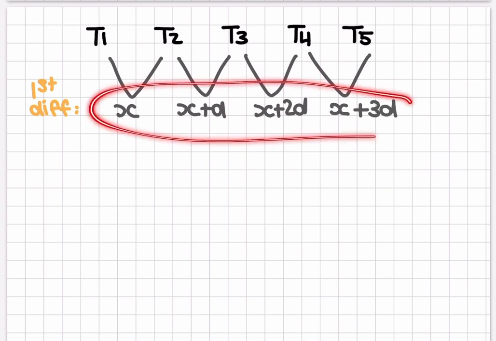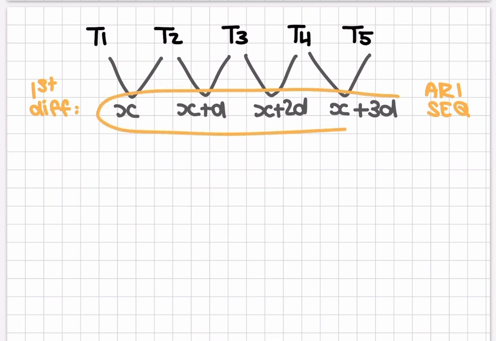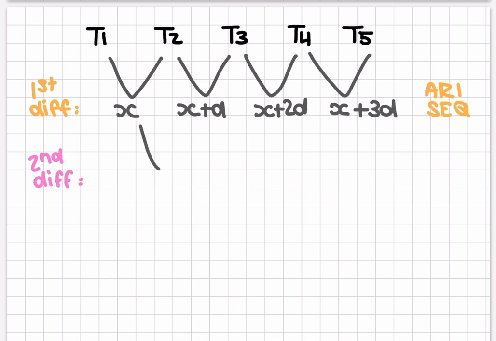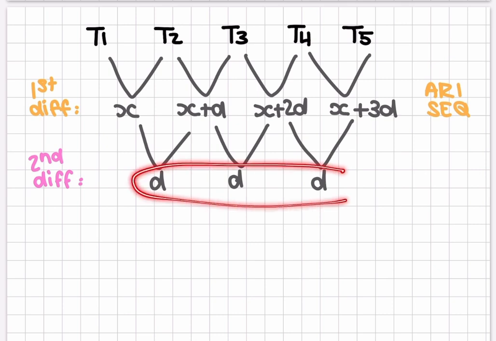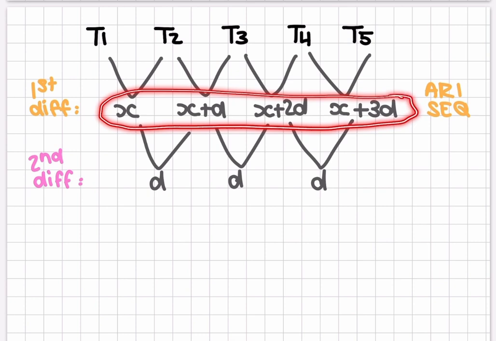And doesn't this look familiar? This over here is basically an arithmetic sequence. So, a quadratic sequence has a first difference of an arithmetic sequence. Then, let's move on to the second difference row. Here we have a difference of just d. So the second row's constant differences are basically just the constant differences of the first row.